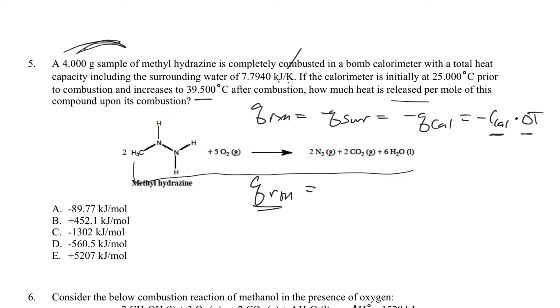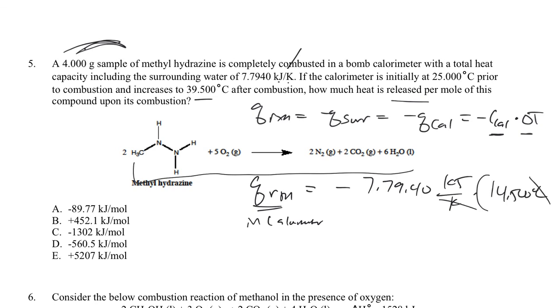the reaction in the calorimeter, its Q reaction is negative heat capacity of the calorimeter times the delta T of the calorimeter. Delta T is final minus the initial temperature, so that's 14.500 degrees C. That cancels. If you don't believe me, convert both to Kelvin, then take the difference and see it's 14.50 Kelvin. But hopefully we're all on the same page on that part of the problem.